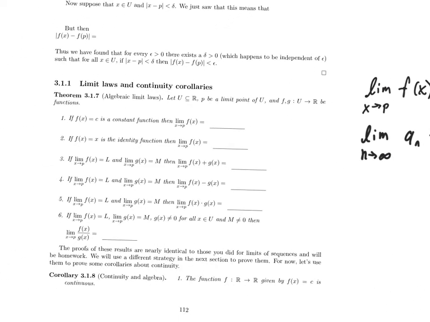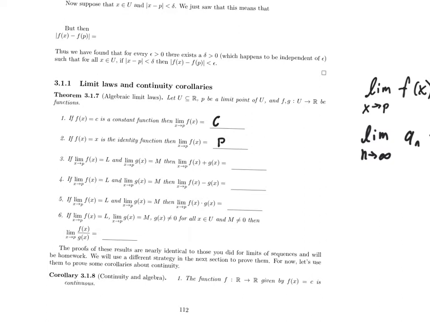Let's set up. Let U be a subset of R, p be a limit point of U. You have to be at a limit point to take a limit. And f and g be functions defined on U. If f of x equals c is a constant function, then the limit as x approaches p of f of x is c. If f of x equals x is the identity function, then the limit as x approaches p of f of x is p.